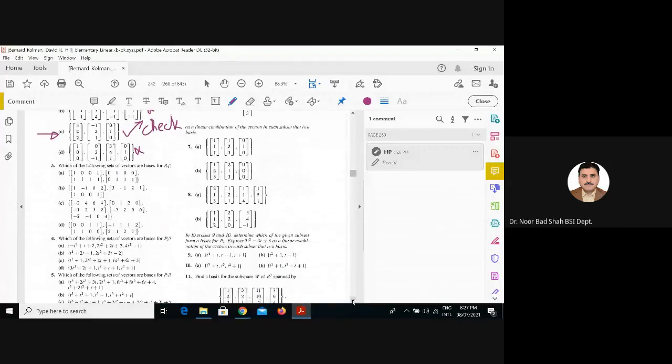Question number 3, we are talking about R4. The dimension of R4 is 4. So any set containing a number of elements not equal to 4 will not be a basis. Like this one cannot be a basis. It contains 3 elements, 1, 2, 3. This one contains 5 elements, so again it cannot be a basis. So B and C cannot be bases. You would check A and D, sorry. You would check this.